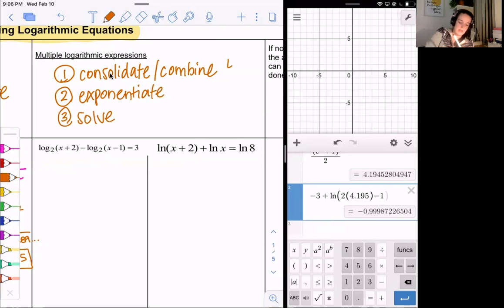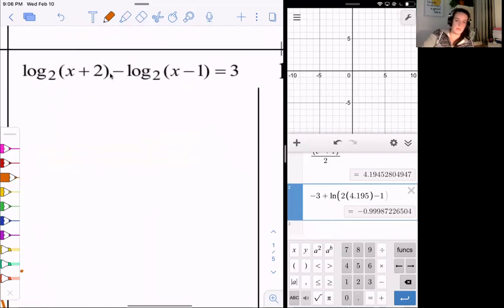So we're going to be using our log properties for this problem here. Go ahead and take a moment to write this down. So I notice that I have log base 2 of x plus 2 minus log base 2 of x minus 1.